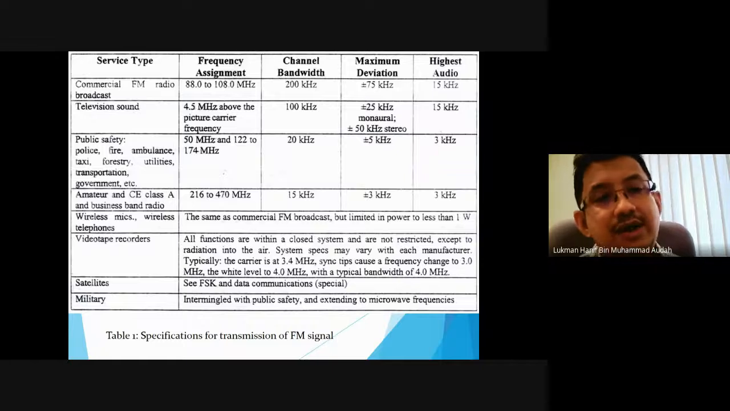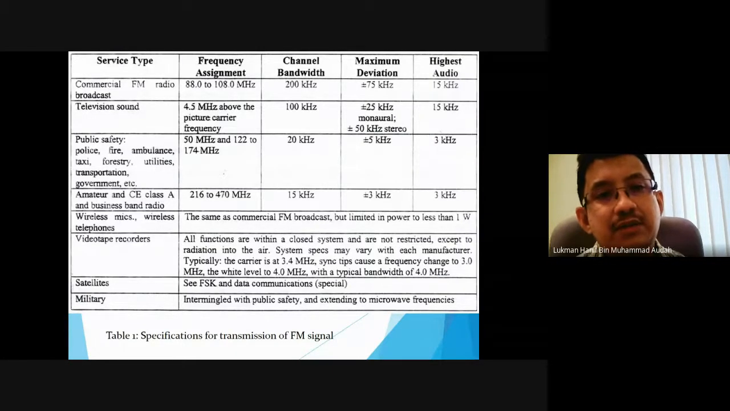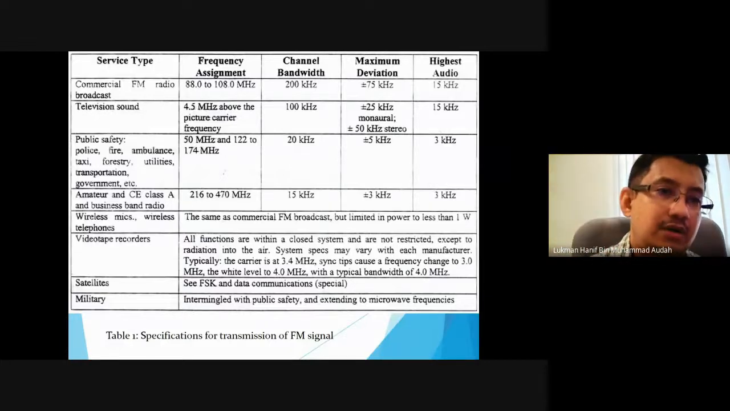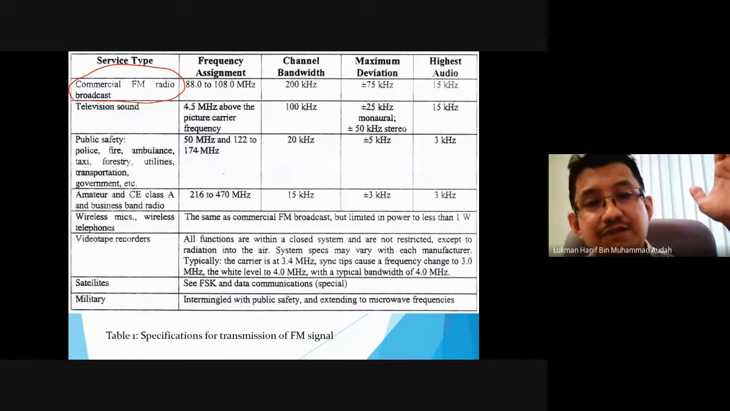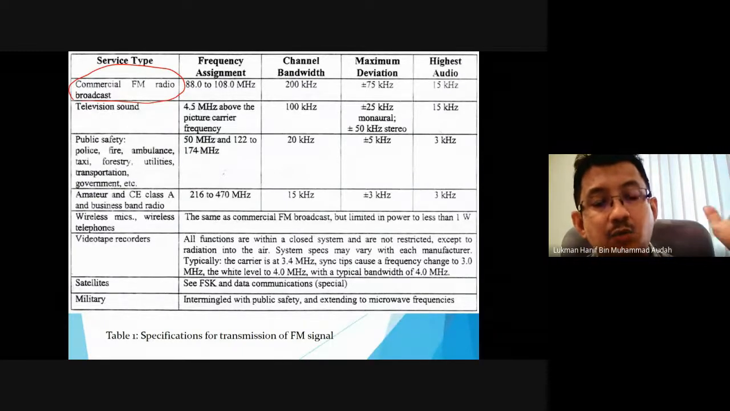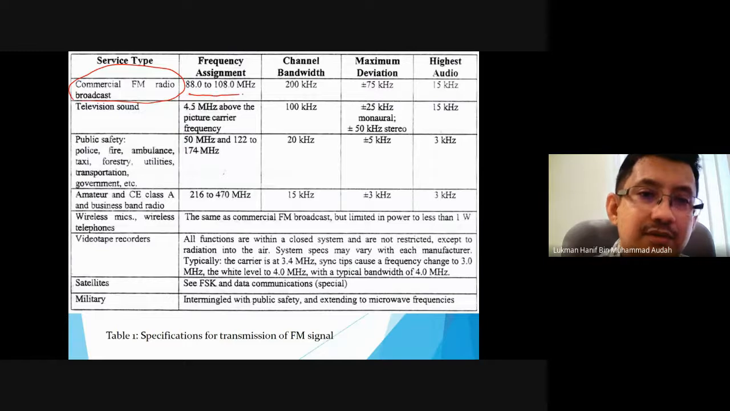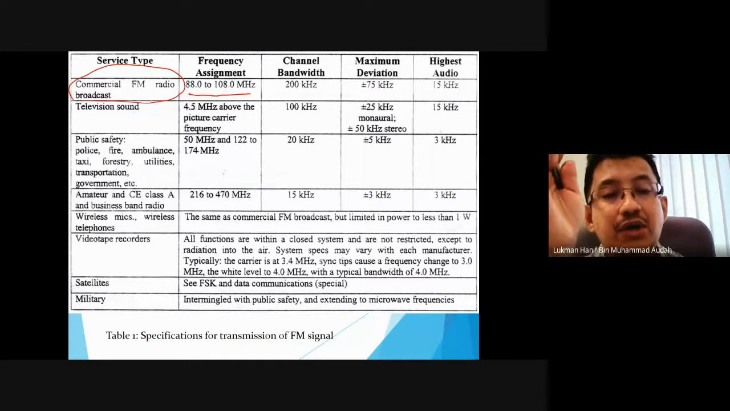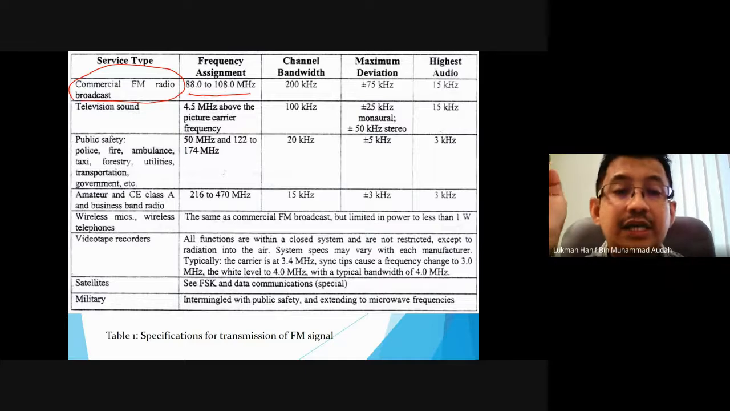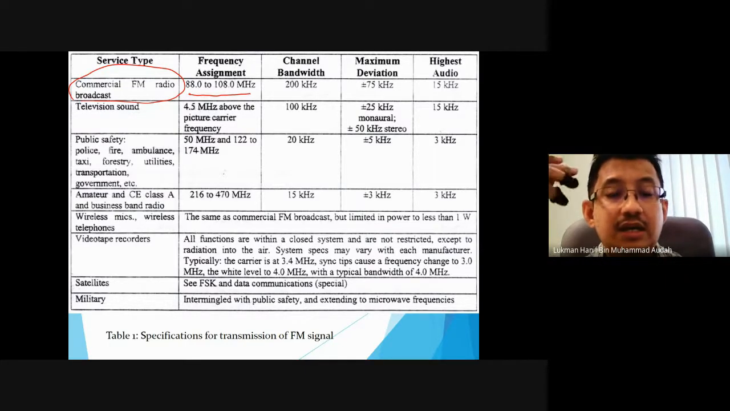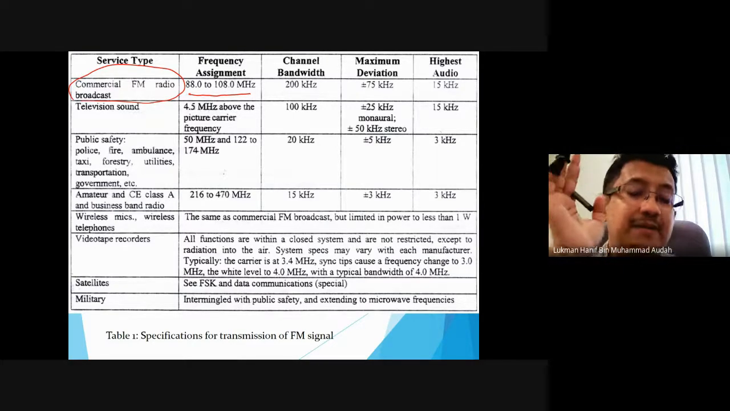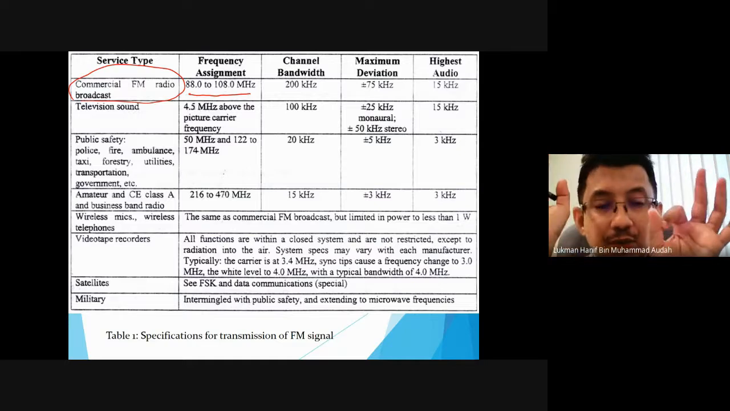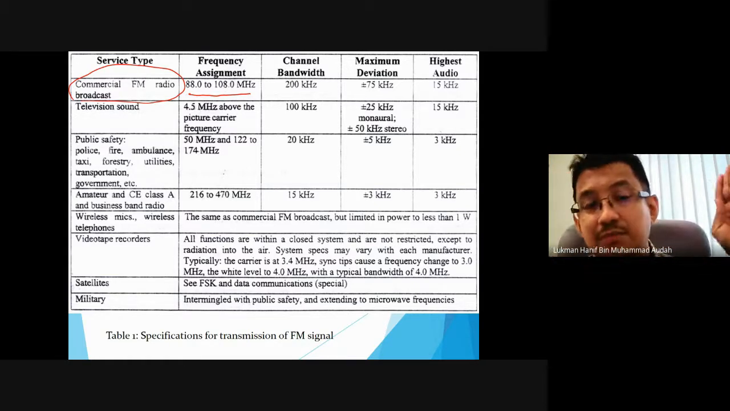Okay. And from this table, the important part is the first row, for commercial FM radio broadcast, the assigned frequency is between 88 until 108. So this is the range of carrier frequencies. Dan ini adalah standard untuk FM antara 88 sehingga 108 MHz. Itu sebabnya kalau you lihat radio you, FM punya frekuensi dia daripada 88 sampai 108.